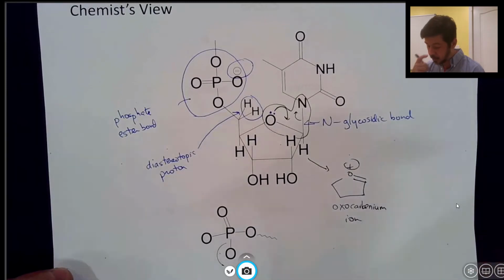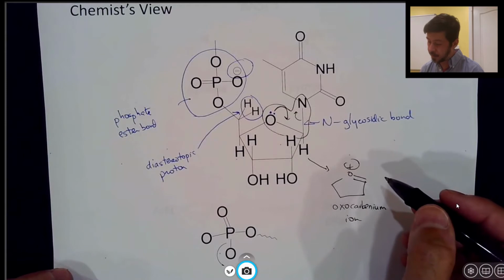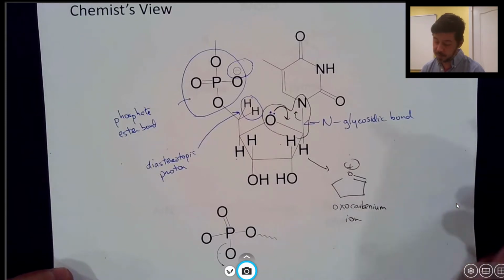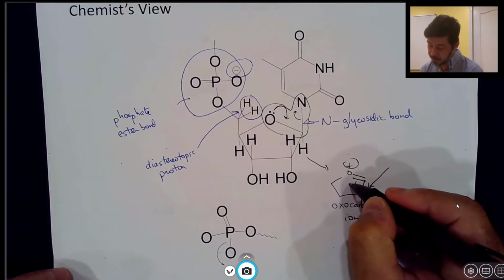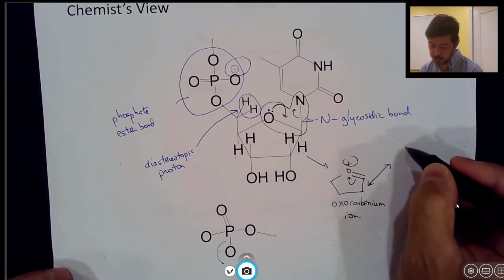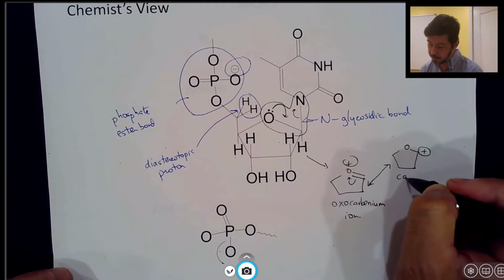Okay, and as we'll learn later, oxocarbenium ions are very electrophilic. They are the center point of reactivity used for not just sugars, but other types of derivatives as well. This also has a resonance structure where you actually have the carbocation on this carbon here.